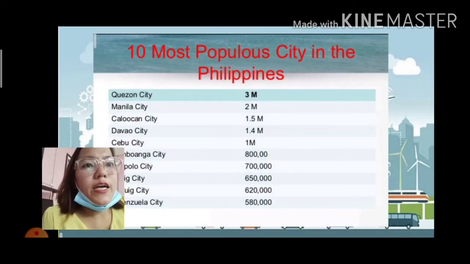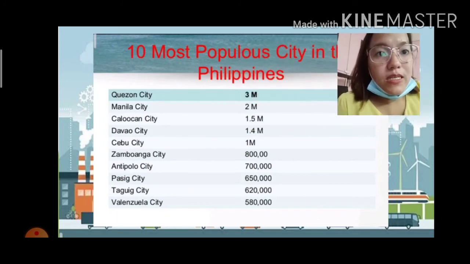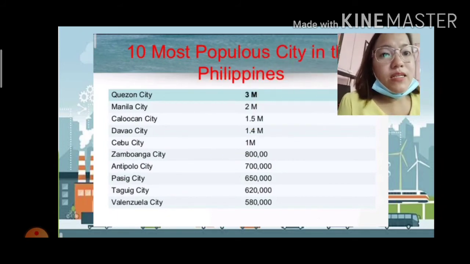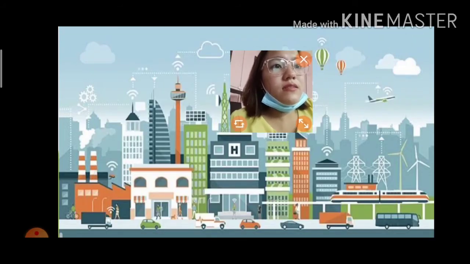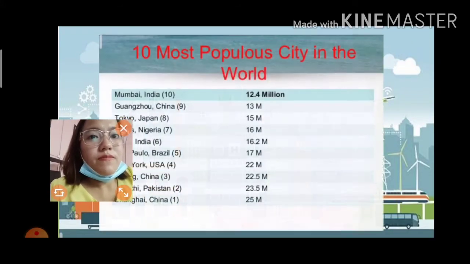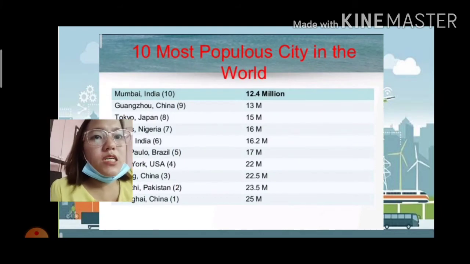Okay, so now we have the 10 most populous cities in the Philippines. The first one is Quezon City. Second is Manila City, which also has 2 million people. Next, Caloocan City, Davao City, Cebu City, Zamboanga City, Antipolo, Pasig, Taguig City, and lastly, Valenzuela City. And the 10 most populous cities in the world.